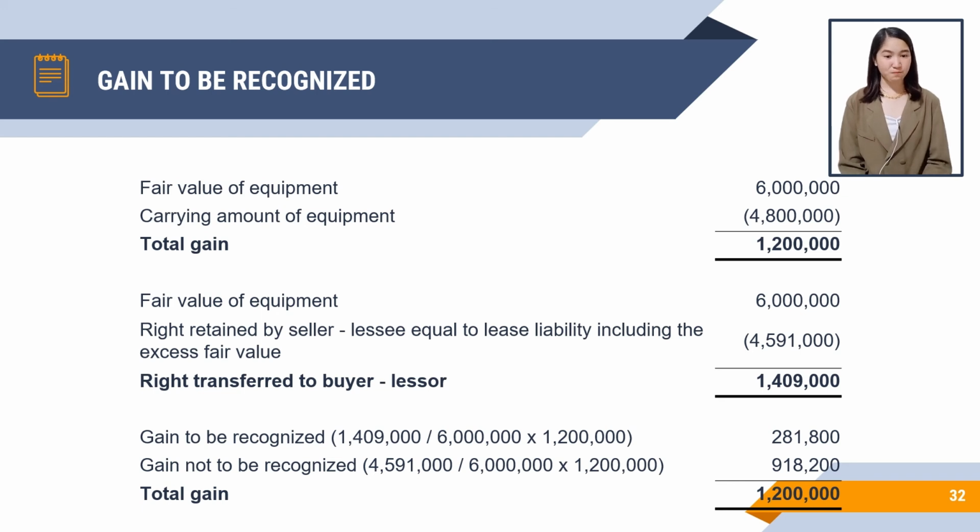So, next, gain not to be recognized. Ang kukunin naman natin portion is the right retained by seller lessee since ito yung hindi natin i-recognize, di ba? So, i-divide siya sa fair value na 6 million times the total gain para makuha natin yung portion na 1.2 million na yung total gain. And then, we arrive at 918,200. And pag inadd natin yung gain to be recognized and not to be recognized, of course, dapat magiging 1.2 million siya na magtatali sa total gain na na-compute natin kanina.